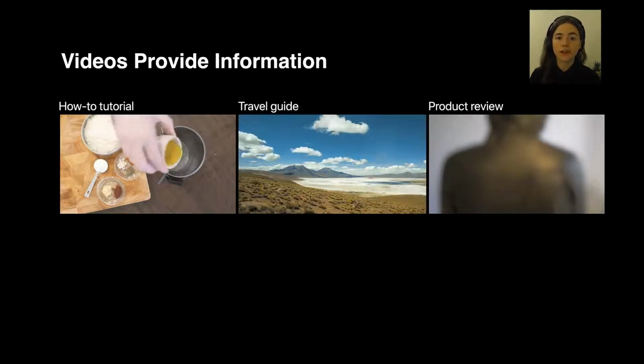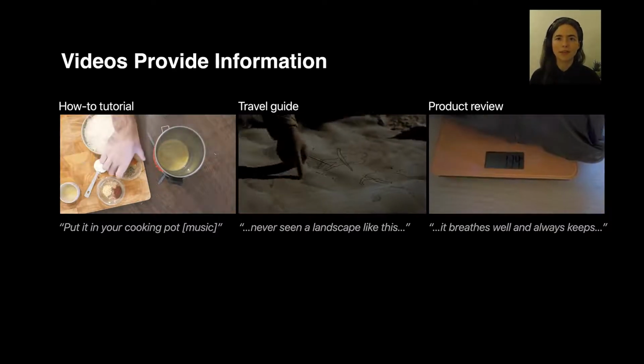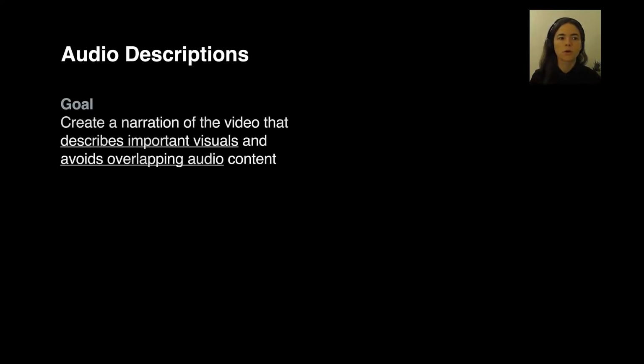Videos use visuals and audio to provide information, but the visual content can be inaccessible to blind and visually impaired audience members. To make videos accessible, professionals create audio descriptions, or narrations of visual content that avoid overlapping important audio content. But there's often more visual content to describe than there is time to describe it, as in this example.